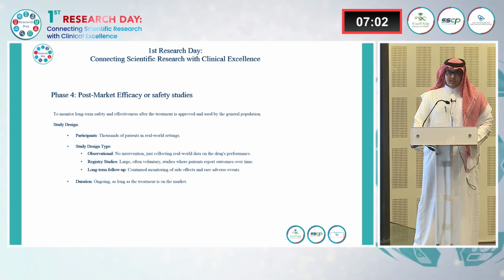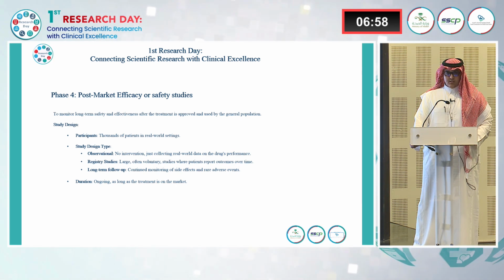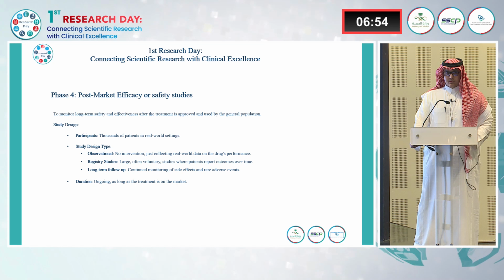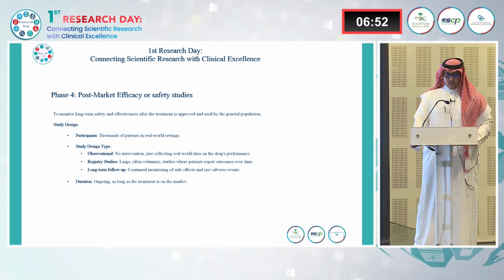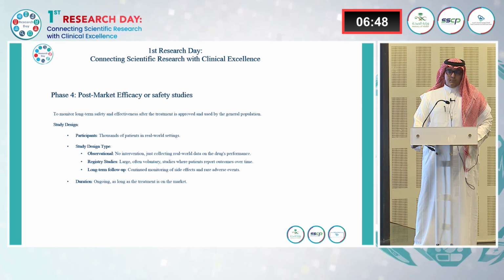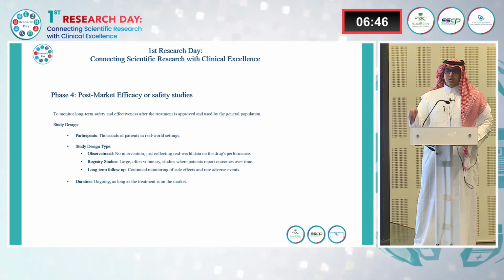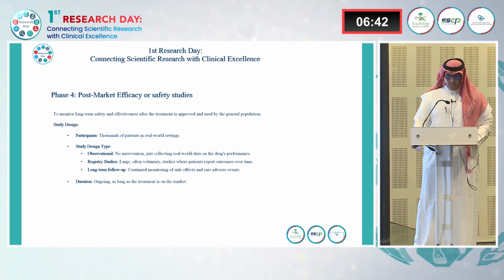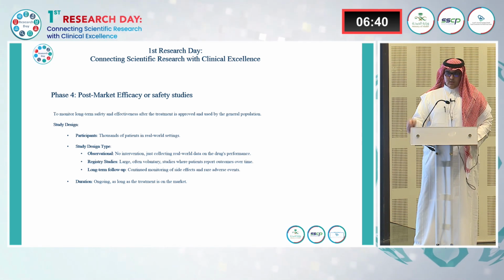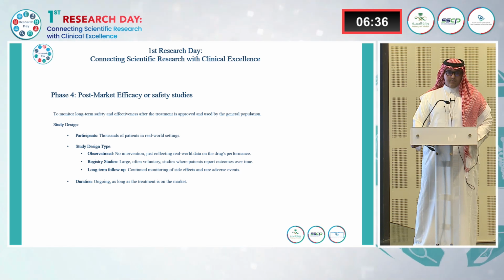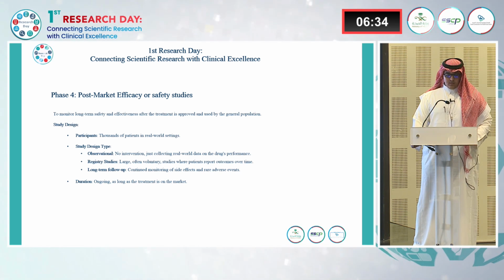Usually the study designs of the post-market are observational and study registry, as well as long follow-up for those patients who are taking this medication, for example, to collect any new adverse events. And this might be ongoing during the whole journey of the patient on the drug.